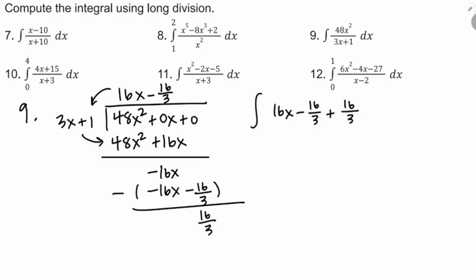Let's see why it wouldn't be, though. Okay, so anyway, plus 16 thirds divided by, maybe I should write that differently, divided by the original denominator, which is 3x plus 1. Okay, do the power rule, remember to divide by that 3.